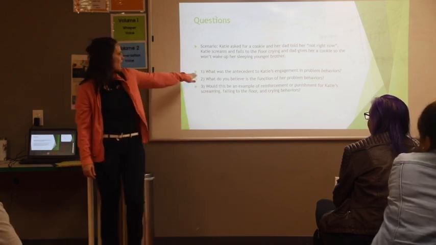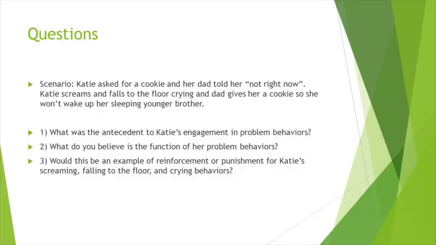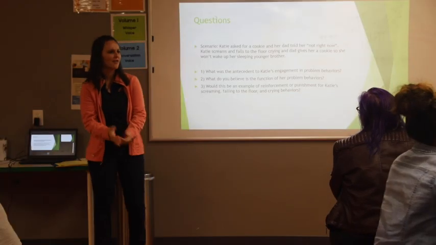But I want to know, number 1, what was the antecedent to Katie's engagement in problem behaviors? Number 2, what do you believe is the function of the behaviors? And then 3, is this an example of reinforcement or punishment for Katie's screaming, falling to the floor, and crying behaviors? So I'll let you guys take a minute or 2, get those filled out, and then we'll talk again.